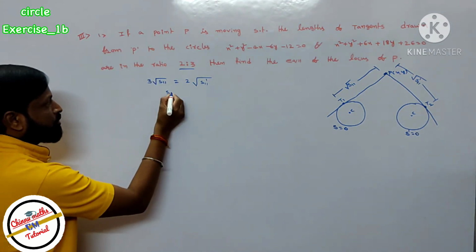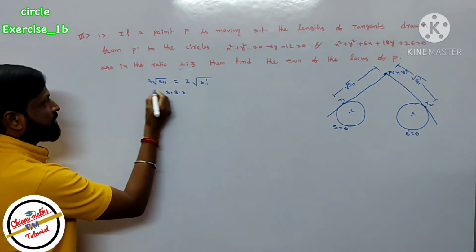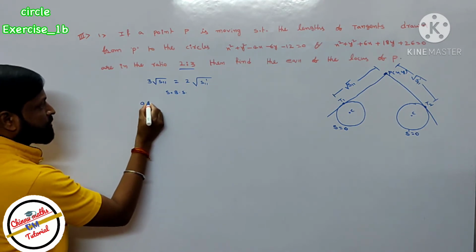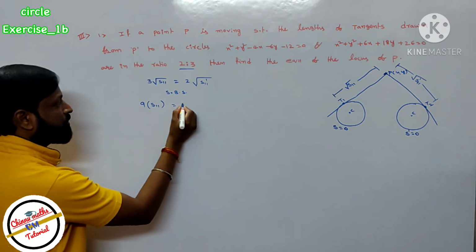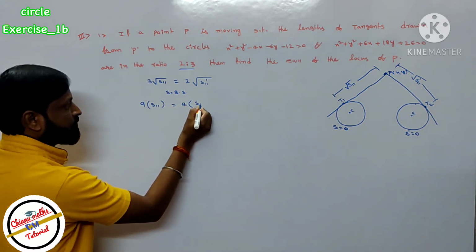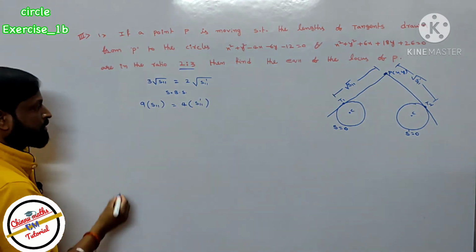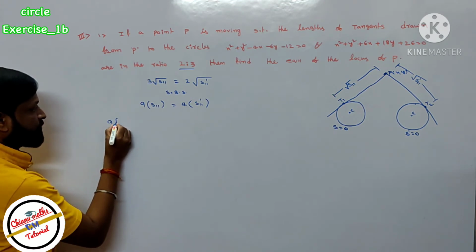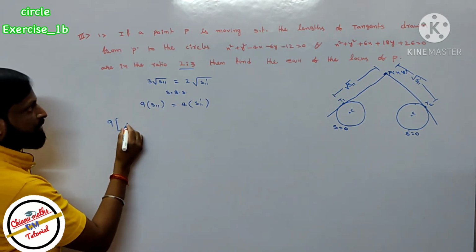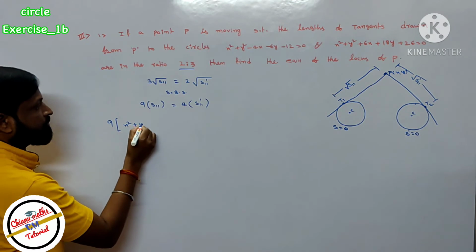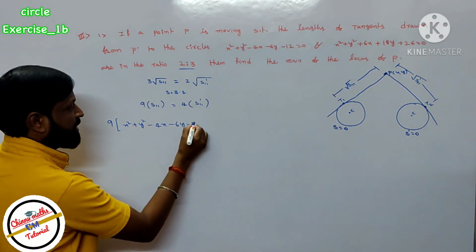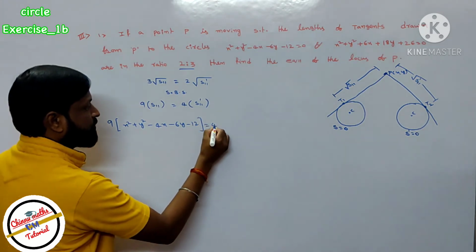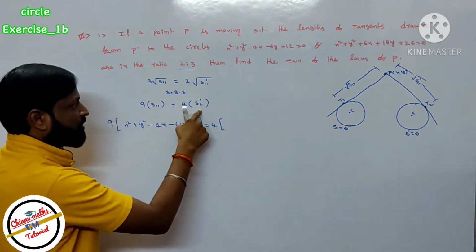Then squaring on both sides, what will we get? 3 square means 9. The square roots get cancelled. What will we get? S11 is equal to 4 into S11 dash. Then 9 into S11 means the first circle equation, x square plus y square minus 4x minus 6y minus 12, is equal to 4 into S11 dash.